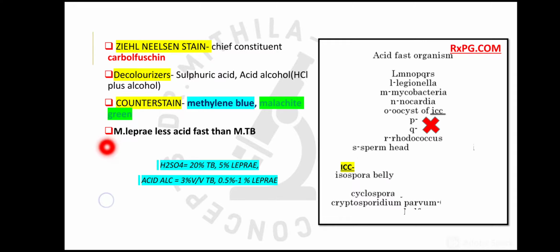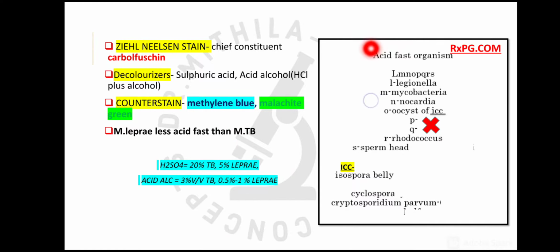Now another important point is that Mycobacterium leprae is less acid fast than Mycobacterium tuberculosis, so it will require less concentration of acid alcohol or acid for decolorization in the procedure of ZN staining. So for tuberculosis we need 20% sulfuric acid, but for M. leprae we just need 5% concentration. Then acid alcohol concentration for TB we need 3% volume by volume, while for leprae we just need 0.5 to 1%, because it is less acid fast. Leprae is less acid fast than MTB.